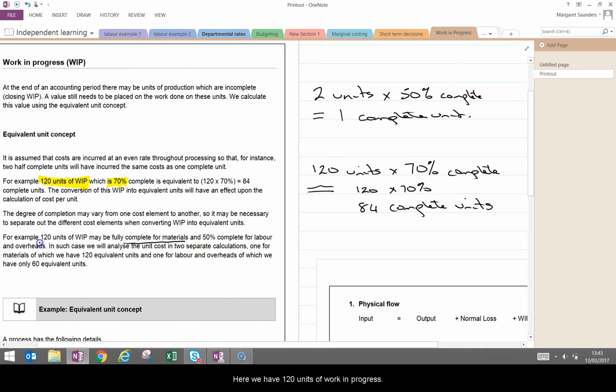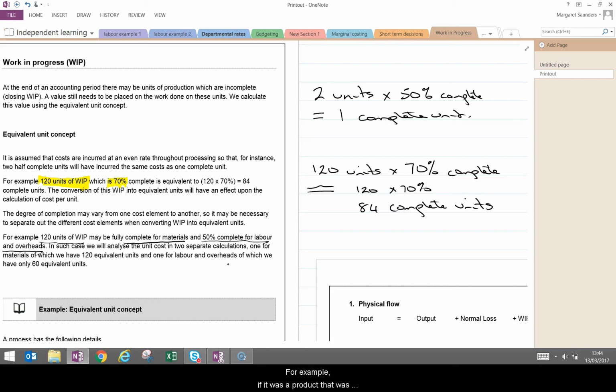So here we have 120 units of work in progress. They're fully complete for the material, but they're 50% complete for labour and overheads. So now it's a little bit more difficult to work out the equivalent units concept. What we mean in this example, if the units are complete with regard to the material, it means that all the material we need to use for those units has been used. But in order to finish our units off, we just need some more labour.